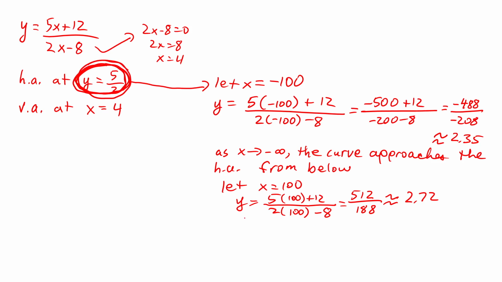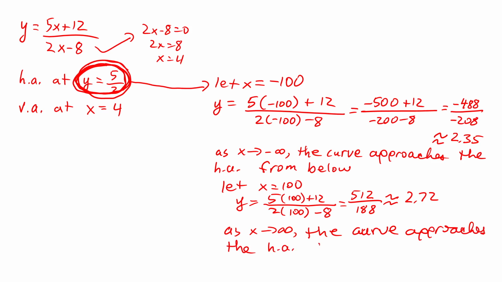So what that means is that as x approaches positive infinity, the curve is approaching the horizontal asymptote from above. Okay, so that's going to be useful information when we ultimately go to graph our curve. So the curve approaches the horizontal asymptote from above.